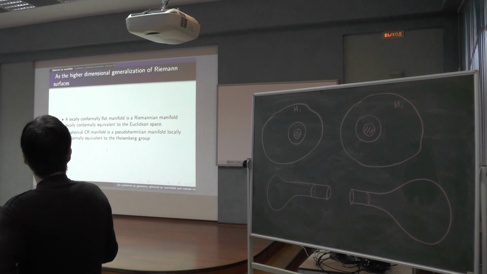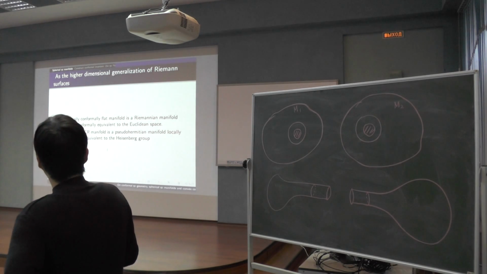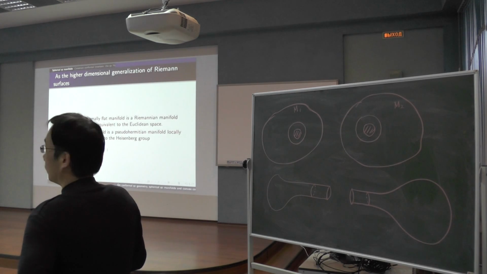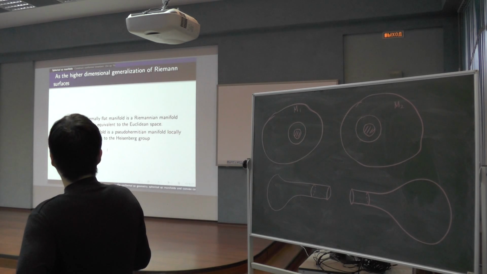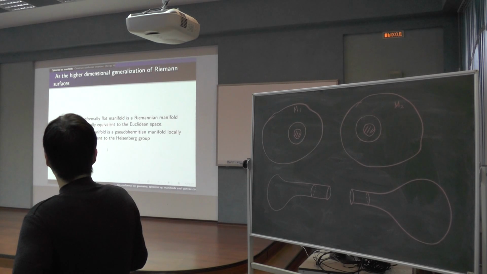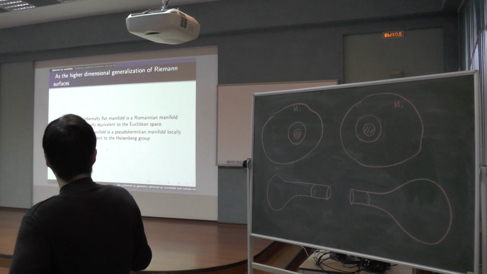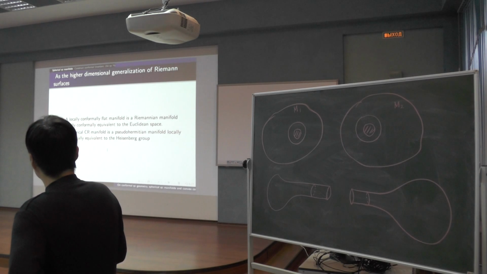So where does this definition come from? It is from the higher dimensional generalization of Riemann surfaces. One is the locally conformally flat manifold, a Riemannian manifold locally conformally equivalent to Euclidean space. And in the several complex variables case, it is called a spherical CR manifold, a pseudo-Hermitian manifold locally conformally equivalent to the Heisenberg group. So this is the quaternion version.